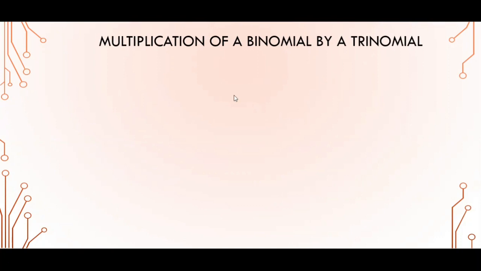So let us take a few more questions over here. Multiply a binomial by a trinomial. So here is a question. 2x plus 1, it is a binomial. And x square plus 5x plus 6, 3 terms, so it is called a trinomial. The same procedure is followed. We multiply the first term to each term of the trinomial. Then we multiply the second term of the first to each term of the trinomial.